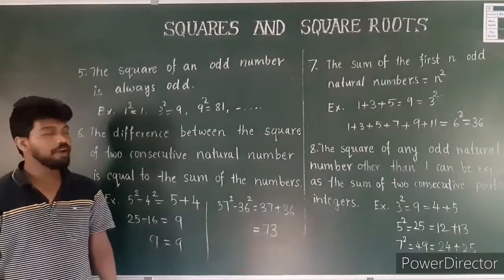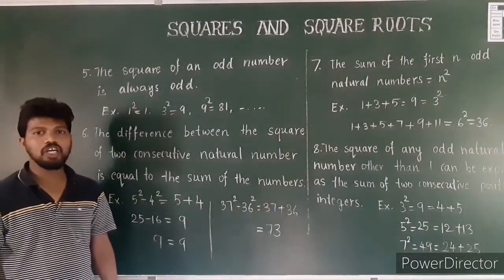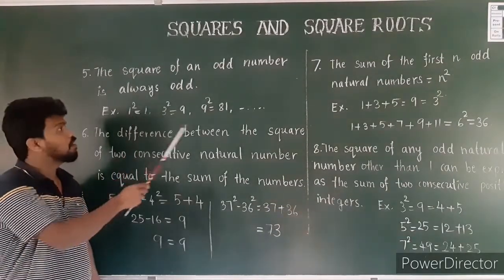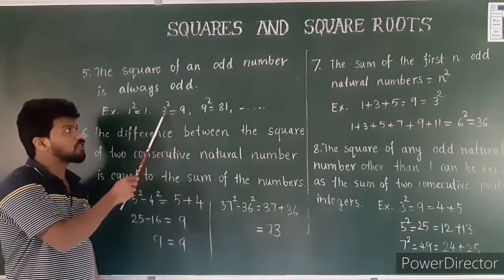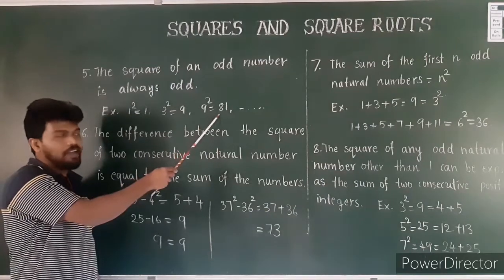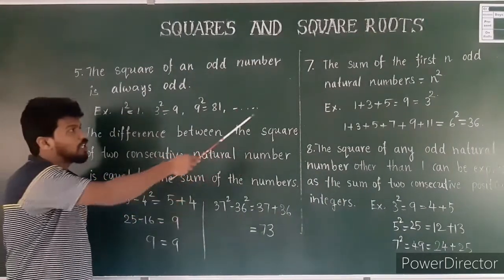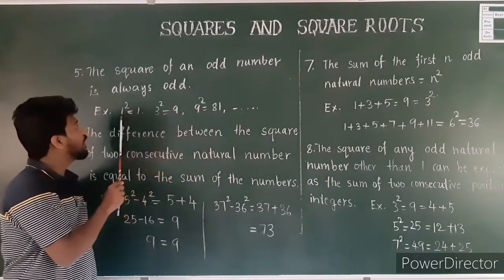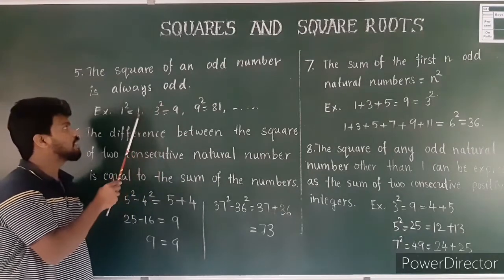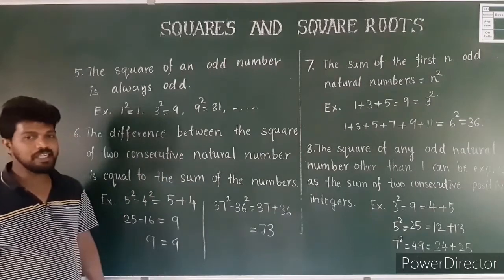Okay, next, fifth property. The square of an odd number is always odd. Take an example. 1 square is 1. 3 square is 9, that is 3 into 3. 9 square is 9 into 9, that is 81. Next you take 5 square, 5 into 5, that is 25. So see that you're taking all odd numbers and you get all odd. 1 square is 1, 3 square is 9, 9 square is 81.